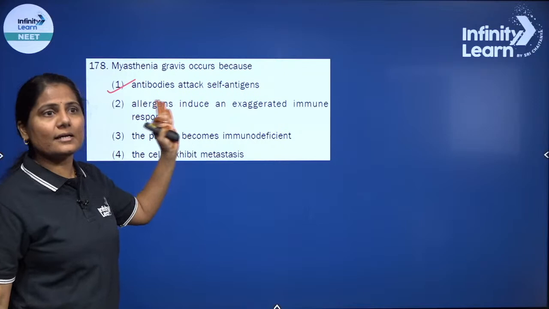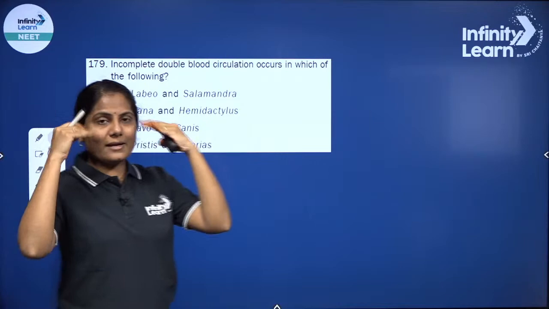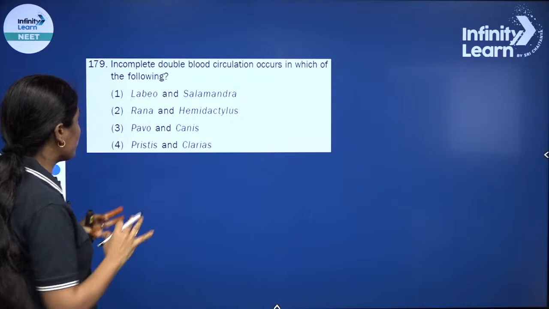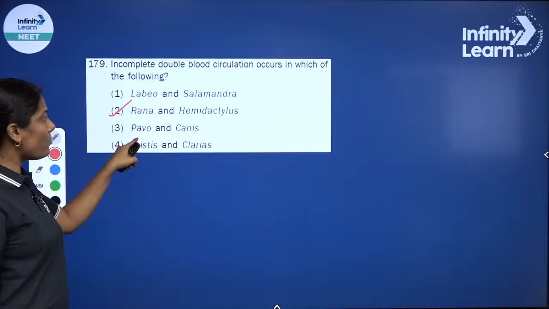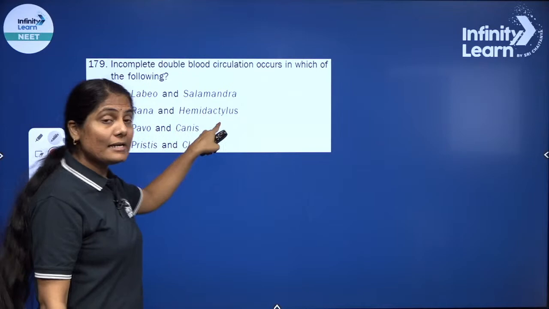So next we move on to incomplete double blood circulation. Again, when you look at the question, try and analyze in your mind: incomplete double circulation, where do we observe this? That will be in the amphibians and the reptiles. So we are looking for those. Labeo and Salamandra, that would be Pisces, right? Rana and Hemidactylus, both are amphibians. Pavo is a bird, peacock. And then we also have Pristis, which is a fish, right? So Rana and Hemidactylus, an amphibian and a reptile. That's where we'll find incomplete double circulation.